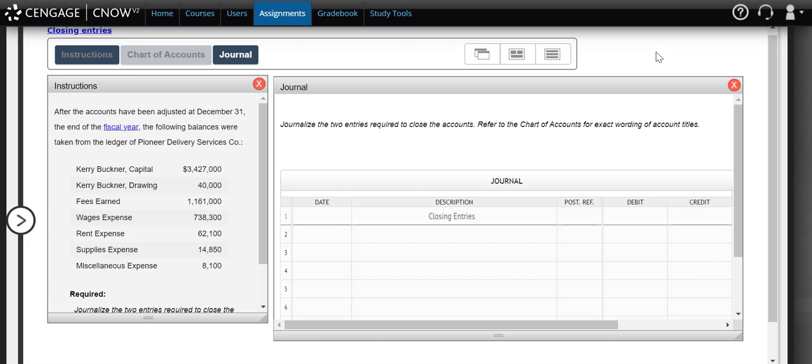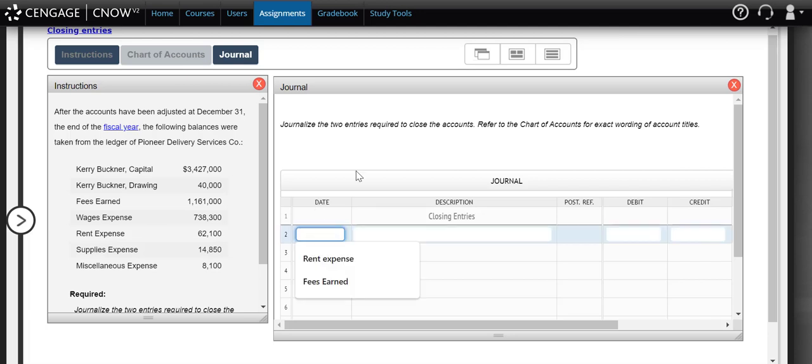So before you get started, a great thing to do is to determine whether or not the company has a net income or a net loss. So looking at the information here, we know our revenues were $1,161,000. And if we add together our expenses, they total $823,350. So our expenses are less than our revenues, which means the company had a net income for the period. So we're going to close our temporary accounts.